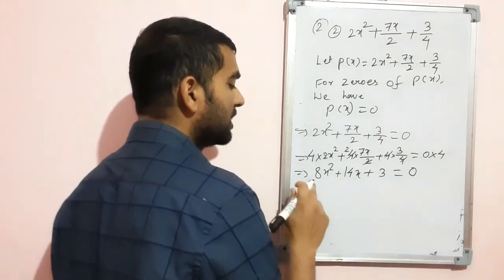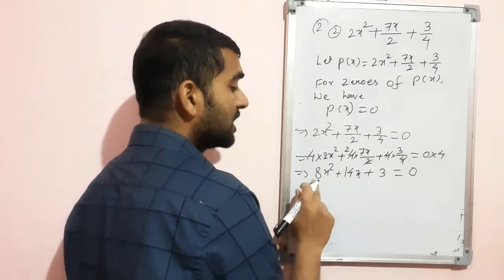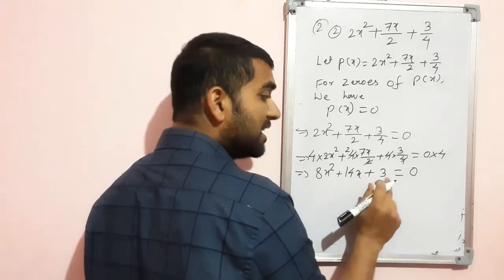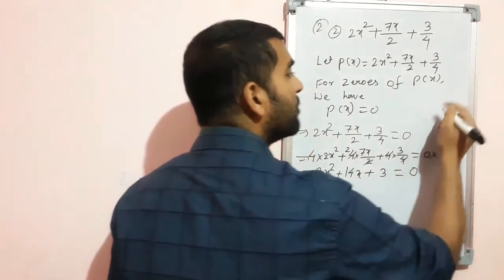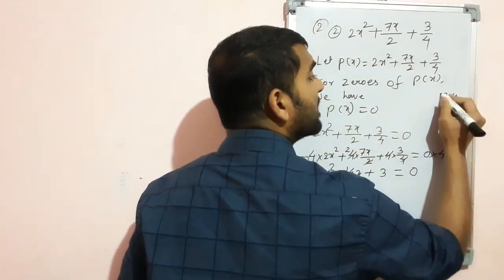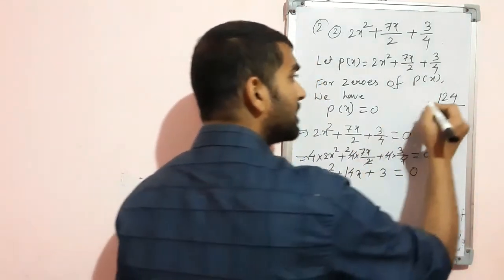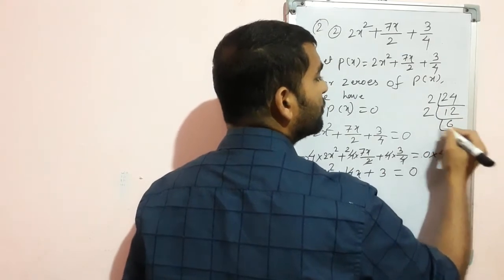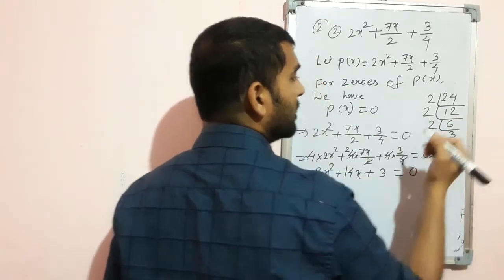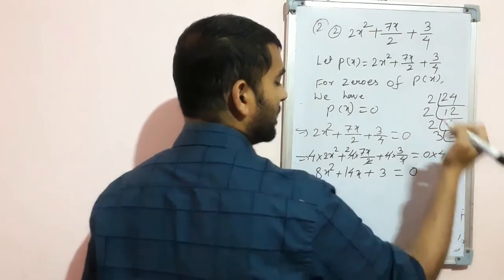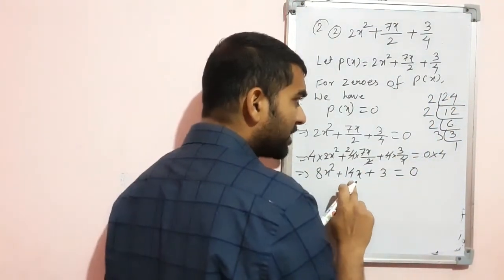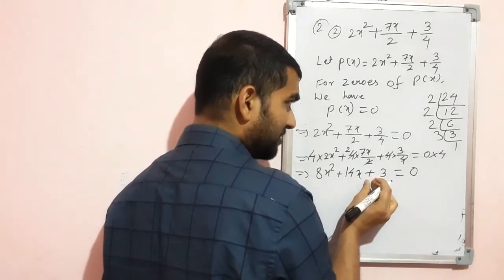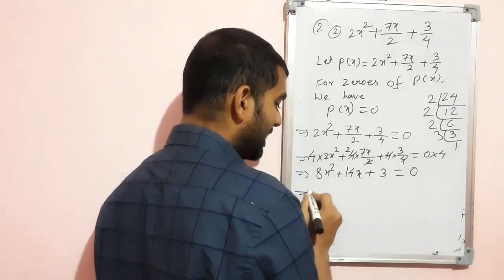0 into 4 will be 0. Now see how to do the middle term factorization. First term into last term, yes, the coefficient of the first term into the last term. 8 into 3, how much? 8 3s are 24. Do the prime factorization: 2, 12, 2, 6, 2, 3, and if you want, you can write 1. Now you have to obtain 14 with the help of these factors, and there should be a plus sign.